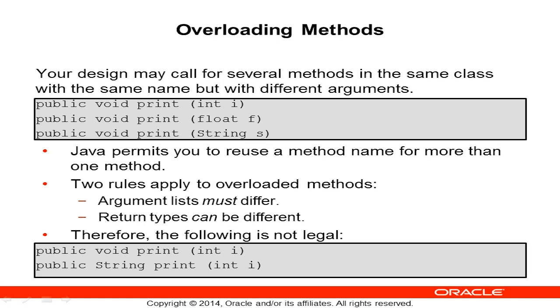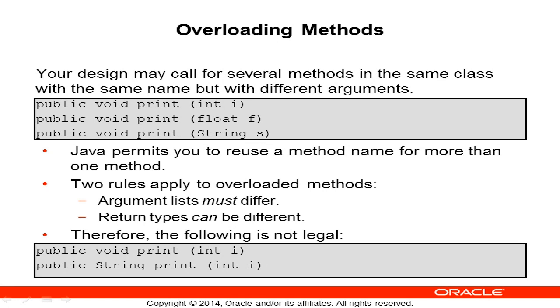So instead you could create a reusable method name and just change the argument list. And this process is called overloading. Now with overloading methods, the argument list must be different, in order, number, or type. And the return types can be different. However, no two methods with the same argument list that only differ in return type are allowed.